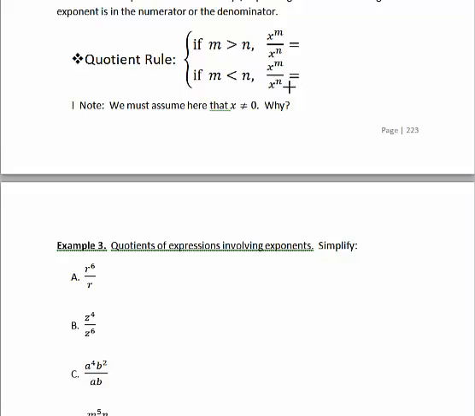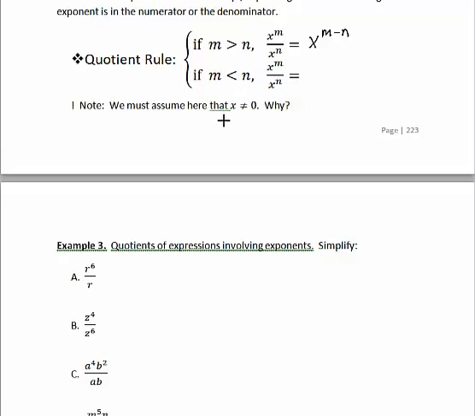So typically what we do is we move the smaller exponent when we're dealing with division and like bases. And what I mean by like bases is we have an x on the top and the bottom, and there's different exponents. So this says if m, the exponent on the top, is greater than the exponent on the bottom, n, then what we're going to do is we're going to move the n. And we can't really go any further here because I don't know what m and n are.